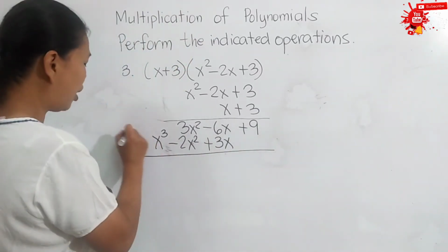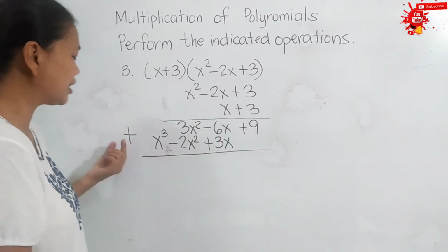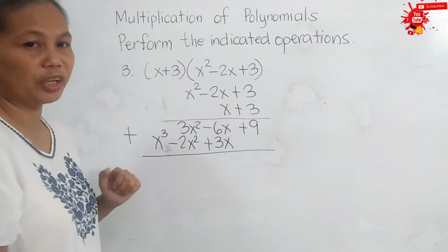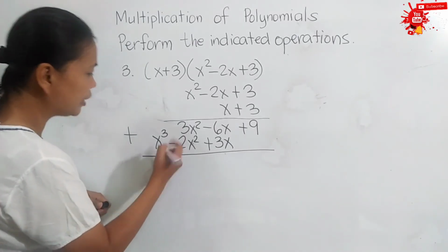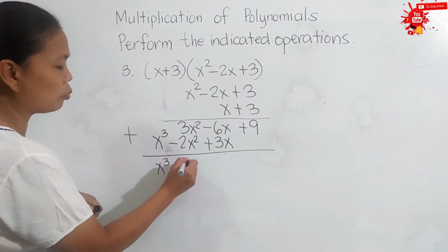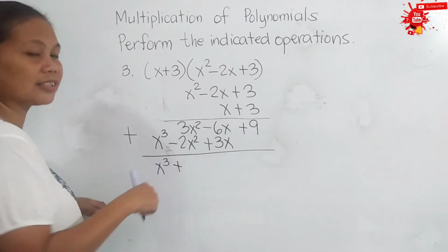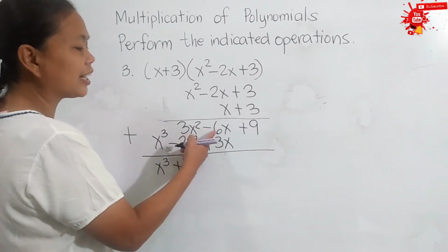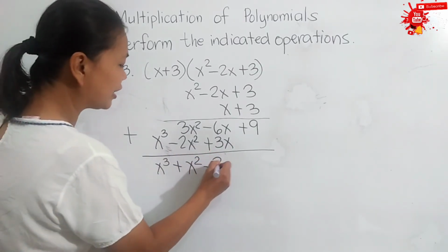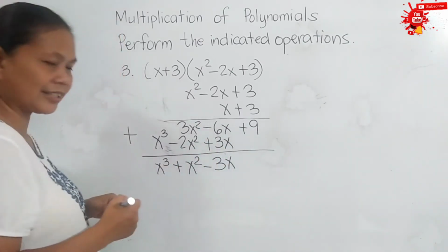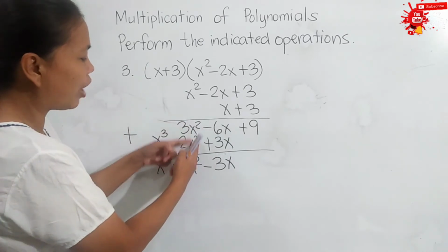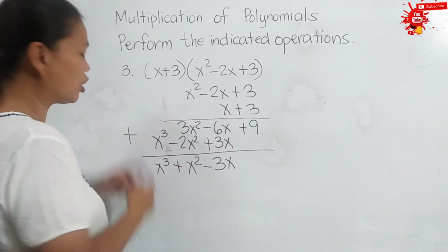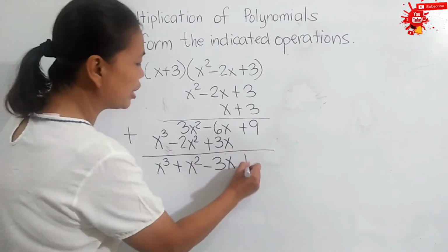Then we add the partial products. Why is it that we align similar terms? Because the next operation after multiplication is adding the partial products of example number 3. So now let us just bring down x cubed. Then positive 3 plus negative 2 is positive 1. If it is positive 1, there is no need to write 1 as the numerical coefficient. Then we just copy the literal coefficient, which is x squared. Then negative 6 plus positive 3, so we have negative 3. Then we just copy the literal coefficient x. Since this is addition, no need to add the exponent; we just copy x because addition is the operation. Okay, then we just bring down positive 9.